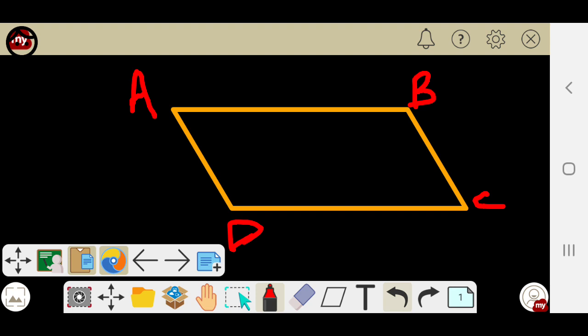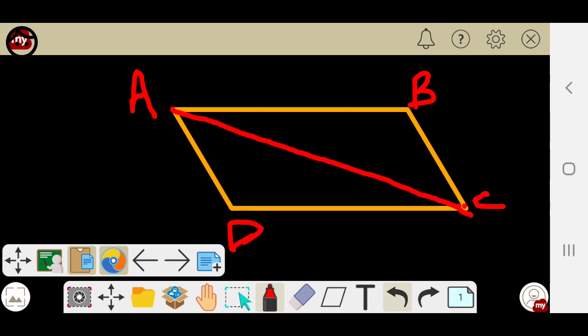Then we have to prove that the diagonal divides it into congruent triangles. So we have to draw a diagonal. Diagonal means the line segment joining two non-adjacent vertices, here A and C. AC is a diagonal. We have to prove that the diagonal AC divides the parallelogram into two congruent triangles. We already know that a diagonal divides it into two triangles, but here we have to prove that not only are they triangles, they are congruent.